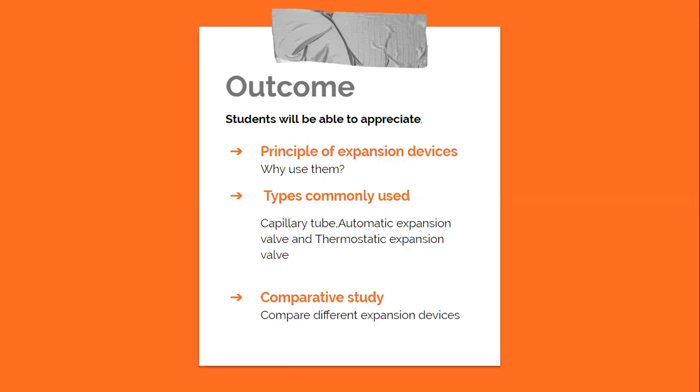As I said, the objective of using an expansion device in a refrigeration system obviously is to lower the pressure from the condenser pressure to the evaporator pressure. That is called expansion. The second important objective is to meter the refrigerant. Metering means to supply the refrigerant in appropriate quantity in the evaporator.